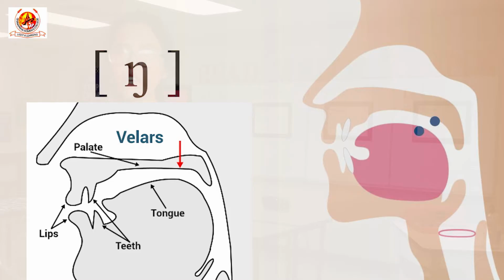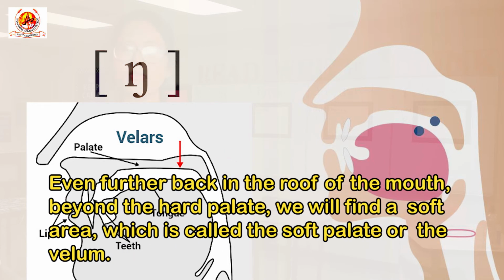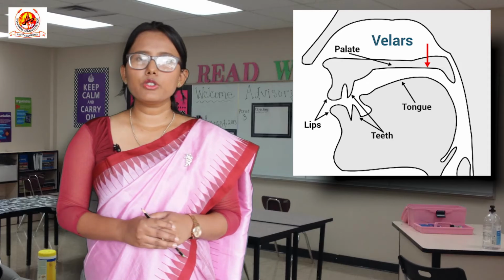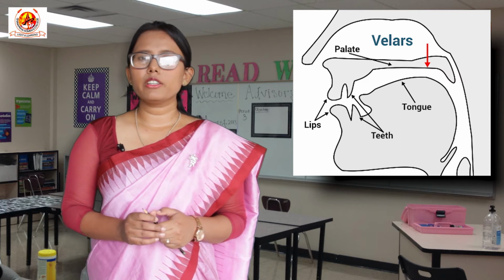The next group of consonants is the velars. Even further back in the roof of the mouth, beyond the hard palate, we will find a soft area which is called the soft palate or the velum. Sounds produced with the back of the tongue against the velum are called the velars.